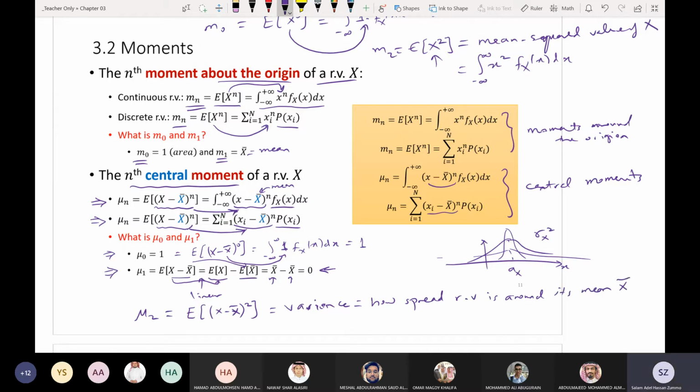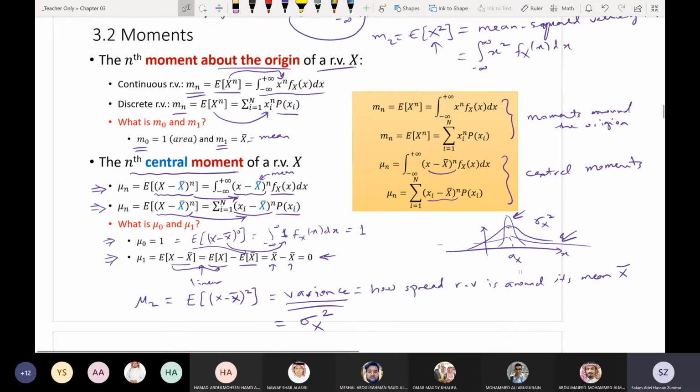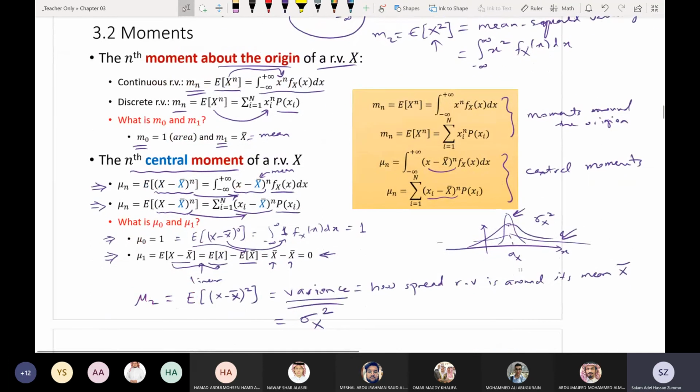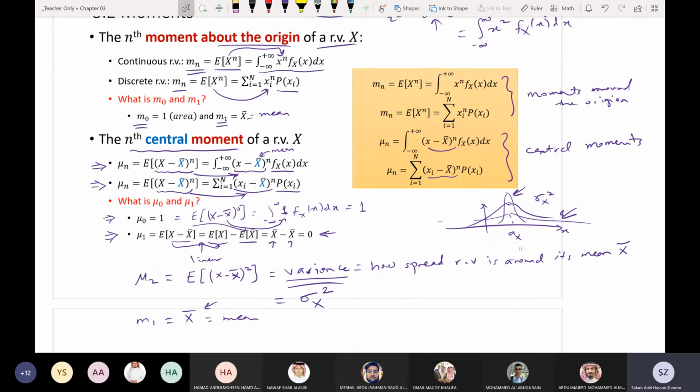X bar. How spread is it? Is it widely spread or focused and narrow? This is what we call the variance, and it has a very specific notation, which is sigma x squared. Like we said, x bar, m1 was x bar, right? This is the mean. X bar is a very special notation, only for the mean.